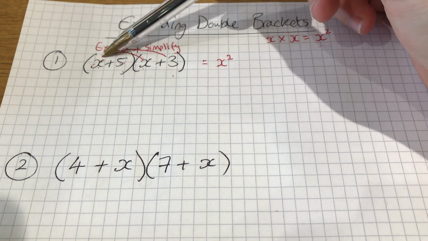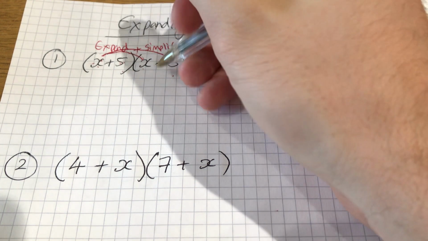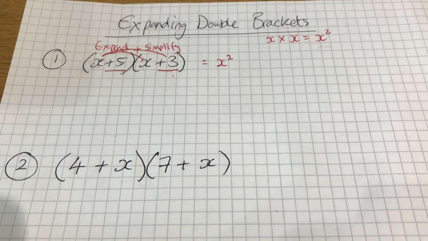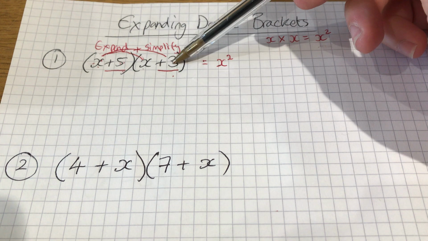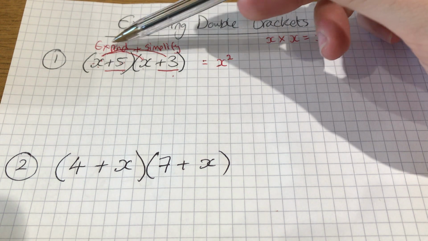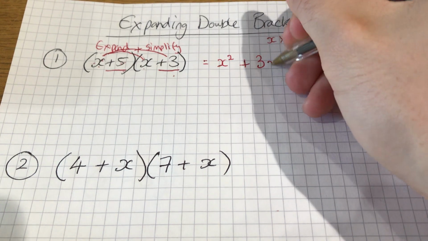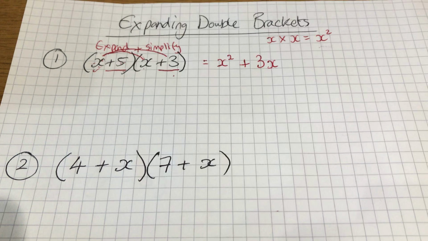Sorry, back to this part. X times x, x squared. X times the other thing, 3. I like to put a little line underneath those sometimes, just to remind me that that is a positive 3. That plus belongs to that 3. So x times positive 3 is a positive 3x.